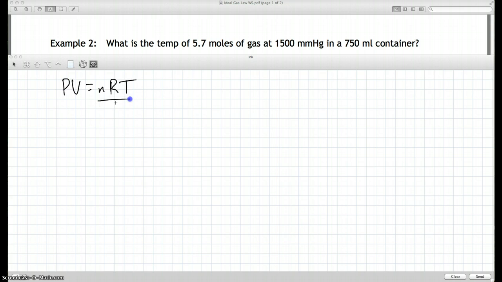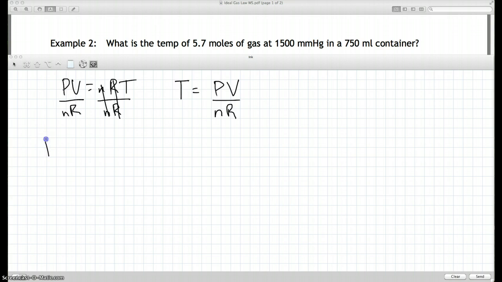To do that, I divide by N and R. I can divide by 2 things, that's okay. Some people are weirded out by that. Well, those N's cancel, those R's cancel. I'm left with an equation as T equals PV over NR. Now it's got to figure out what all those things are.